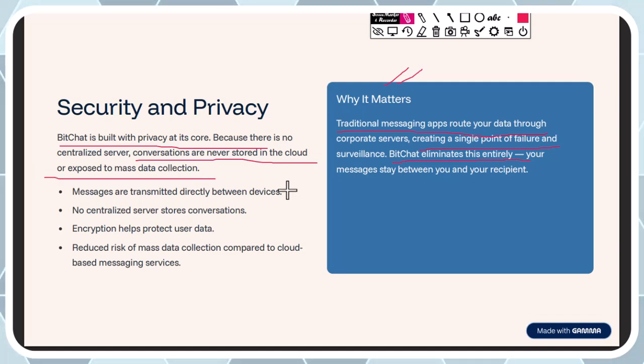We have some specific points to describe these security and privacy features. Messages are transmitted directly between devices. No centralized server stores conversations. Encryption helps protect your data. It reduces the risk of mass data collection compared to cloud-based messaging services.